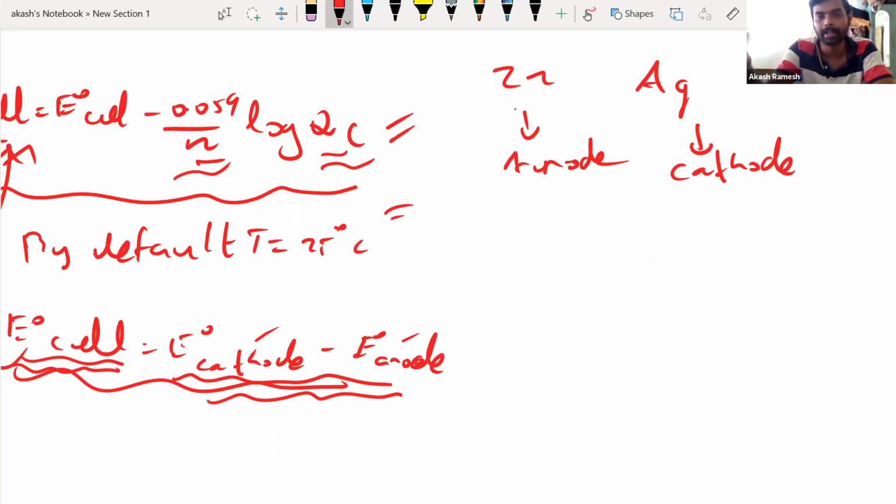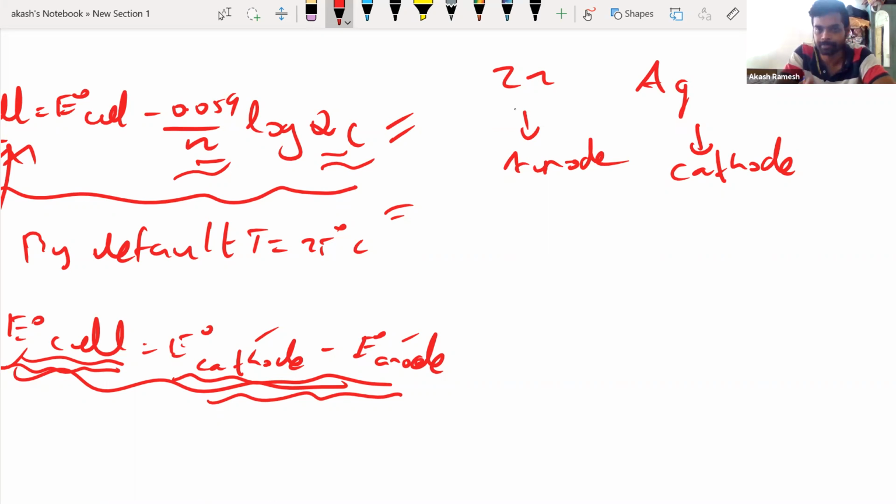Since silver is very less reactive, that is why we use it in wires, not insulation, but for conducting. Even when the current passes, even when some heat is there, the Ag will not react. But if you have zinc or aluminum wires, all these will react easily. Anyway, this is the anode and this is the cathode.